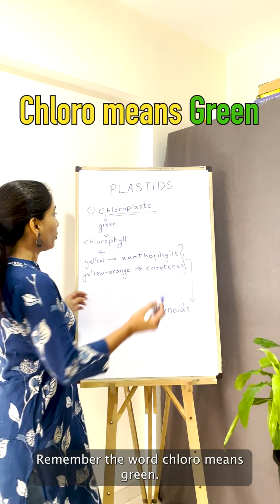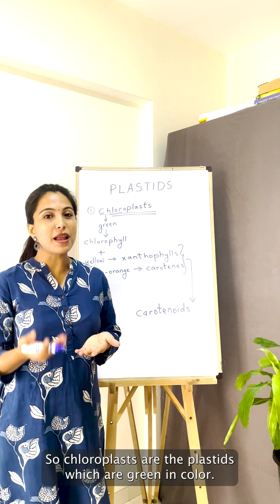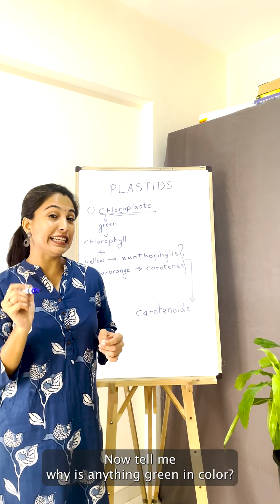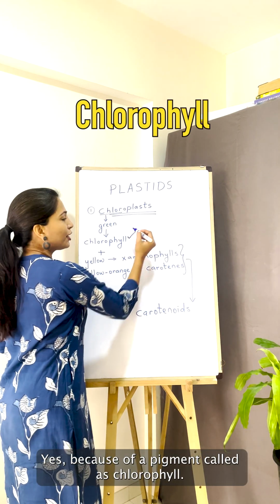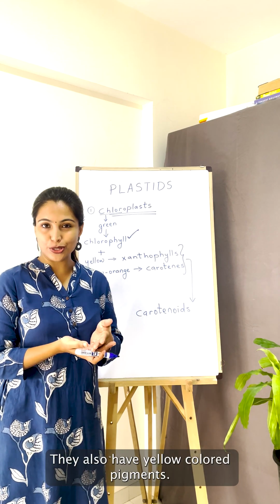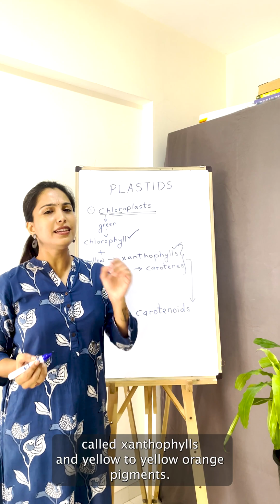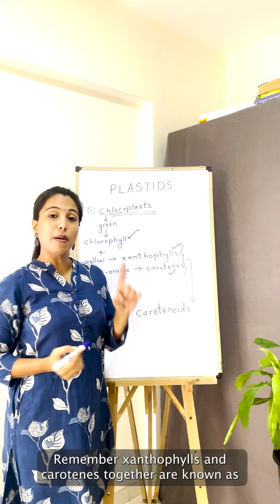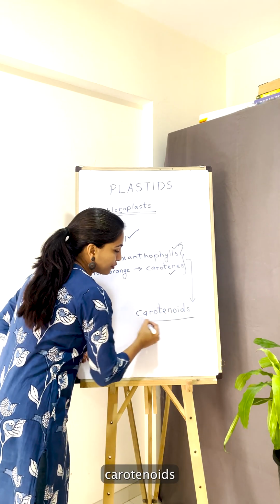Remember, the word chloro means green. So chloroplasts are the plastids which are green in color. Now tell me, why is anything green in color? Yes, because of the pigment called chlorophyll. But chloroplasts don't just have chlorophyll. They also have yellow colored pigments called xanthophylls and yellow to yellow-orange pigments called carotenes. Remember, xanthophylls and carotenes together are known as carotenoids.